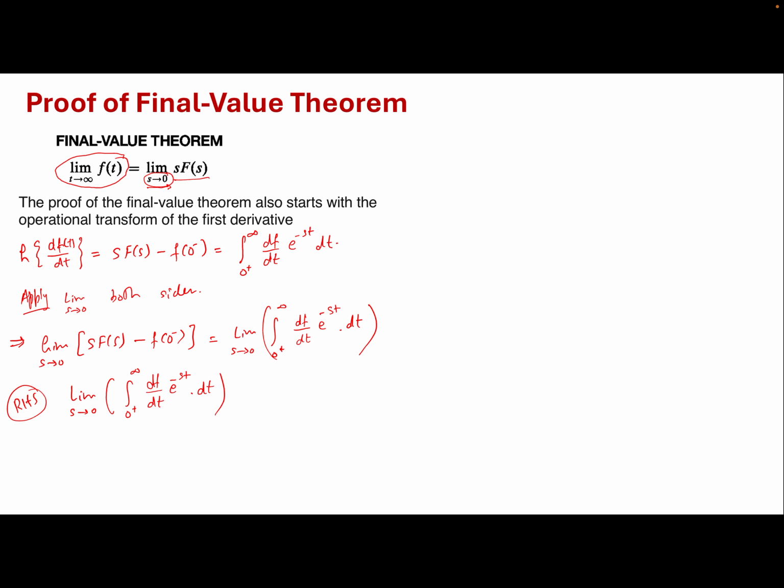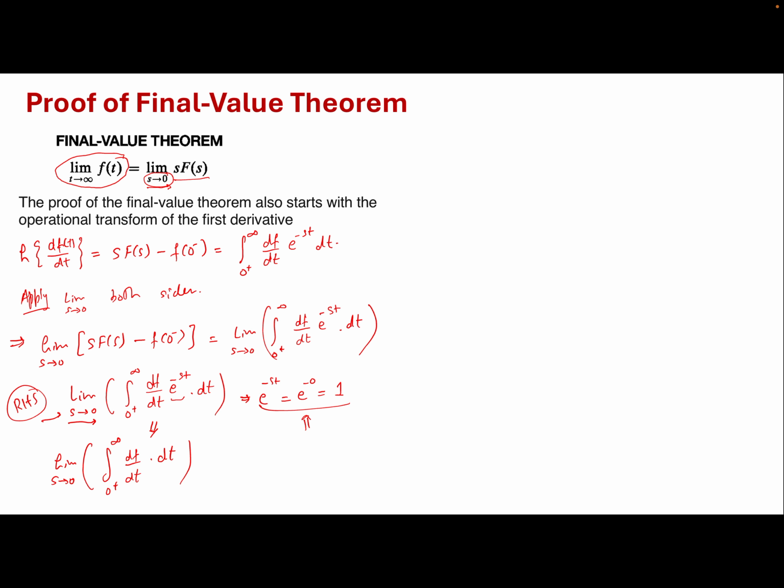Since our s is approaching 0, e raised to the power minus st can become e raised to the power minus 0, which is 1. Then I can further simplify it as the limit as s approaches 0 of the integral from 0 positive to infinity of df over dt times dt. Practically, since this was the only term with an s, when we approach 0 it becomes 1. Why didn't I consider the whole integral? Because this is a limit, and we are looking at the final values.